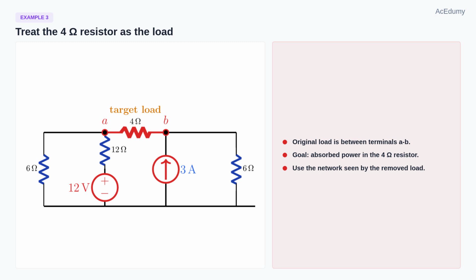In this lesson, we use Thevenin's theorem on a circuit with only independent sources. The target is the power absorbed by the 4-ohm resistor between terminals A and B. Instead of solving the full circuit directly, we treat that 4-ohm resistor as the load, remove it, and replace the rest of the network by its Thevenin equivalent.